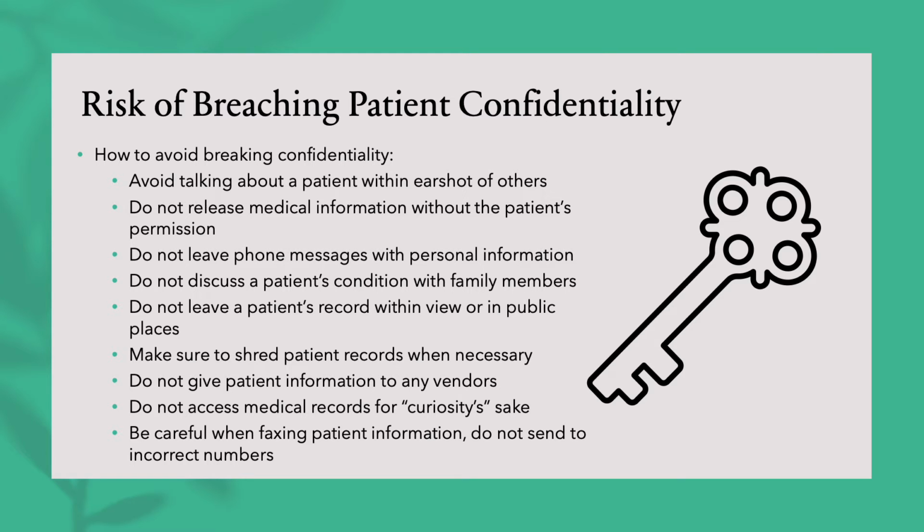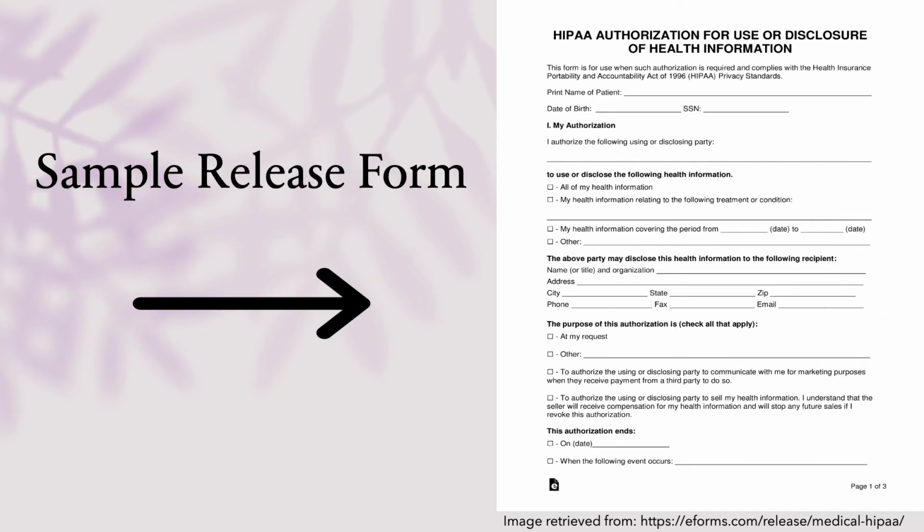So this chapter gives a great overview of ways to avoid breaking patient confidentiality, and there are some ways that you maybe wouldn't even think about. So you have avoiding talking about a patient within earshot of others, not releasing any medical information without the patient's permission, don't leave phone messages with personal information if the patient does not pick up their phone, do not discuss a patient's condition with family members, do not leave a patient's record within view or in public places, make sure to shred patient records when necessary, do not give patient information to any vendors, do not access medical records for curiosity's sake, and be very careful when faxing patient information, so do not send it to the wrong phone number for the fax.